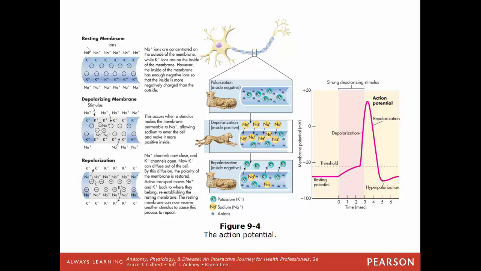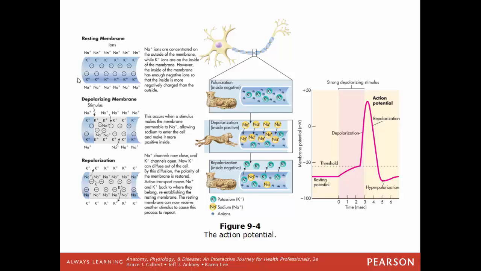You have sodium ions, the Na+, outside of the cell. Then you have the potassium ions, or K+, inside of the cell. Even though they're both positively charged ions, because there's more positive ions outside versus inside of the cell, the inside of the cell relative to outside is considered to be more negative. And actually, the voltage in a resting cell is around negative 70 millivolts, which is why that's here.